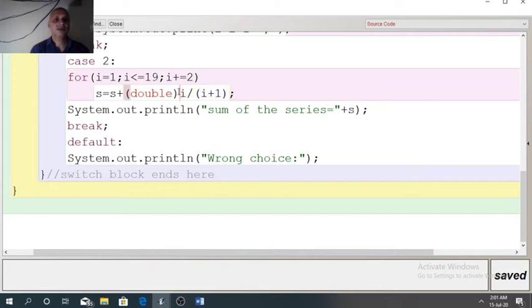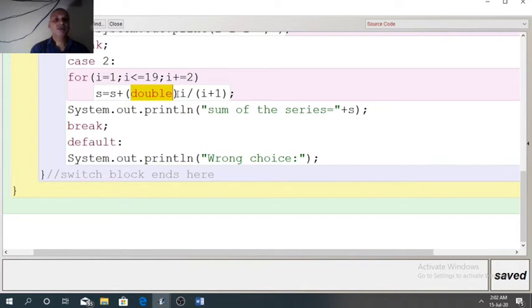Why I have used typecasting here, double? The reason is, suppose we don't use this typecasting. When I equal to 1, then 1 by 2 will be the first term of the series. And if we don't use typecasting double, then 1 by 2 will become 0. Quotient for dividing 1 by 2 will become 0. To avoid this 0, we have done typecasting.